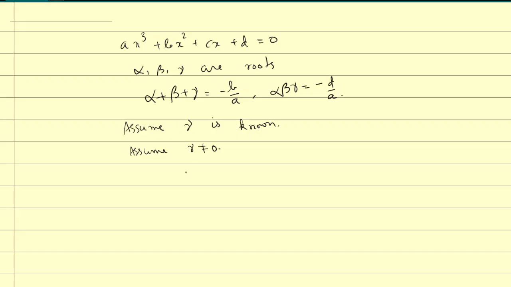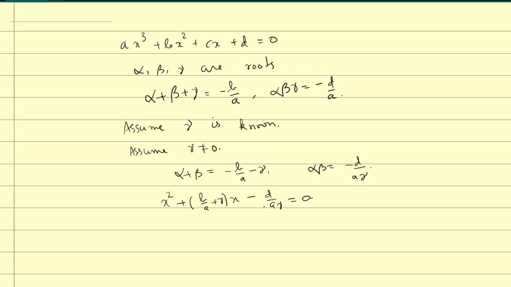So once you assume that gamma is non-zero, then you can see that alpha plus beta is given by minus b by a minus gamma, and alpha beta is given by minus d by a gamma. So we have to find out alpha and beta satisfying these two equations. Essentially, if you want to write it as the solution of a quadratic, then we have to solve this quadratic: x square plus (b by a plus gamma) times x minus d by a gamma.